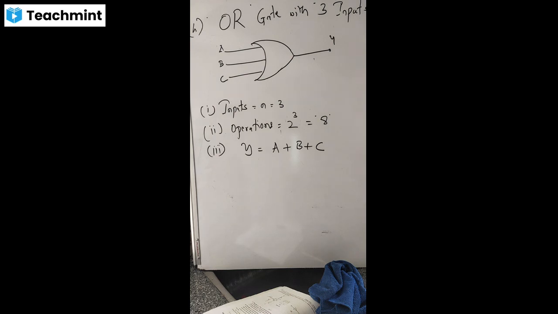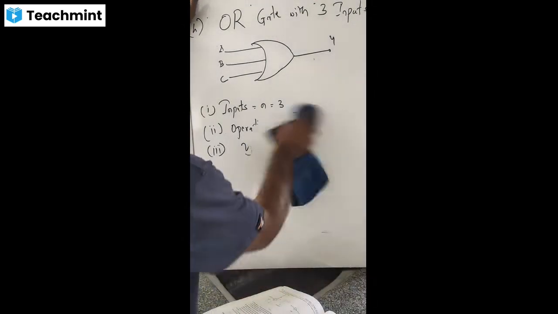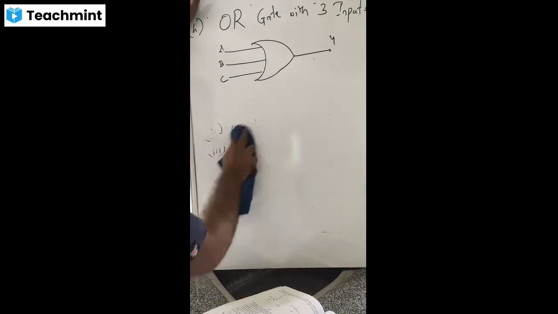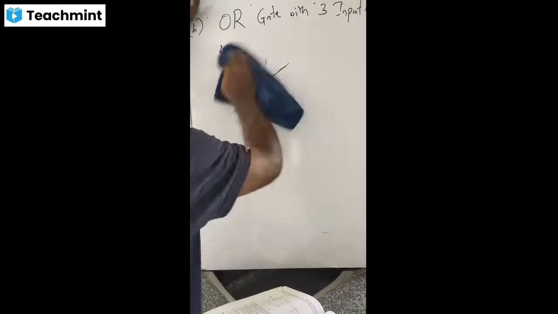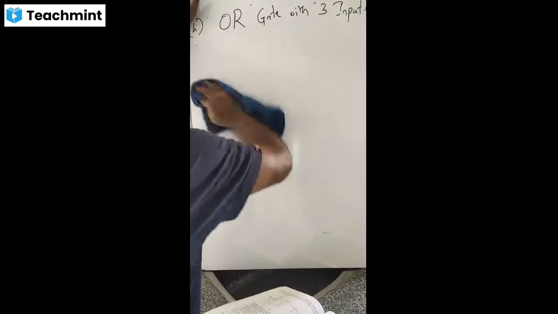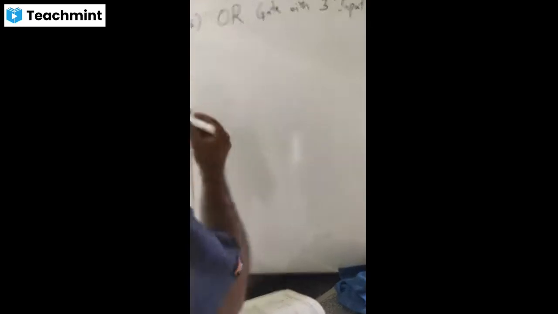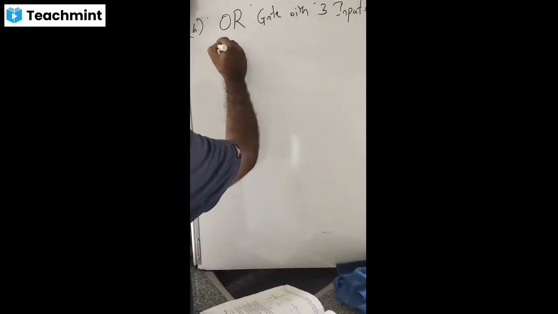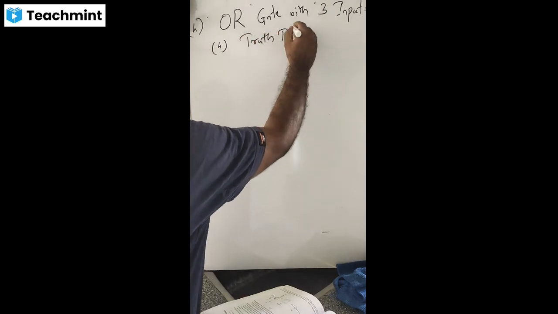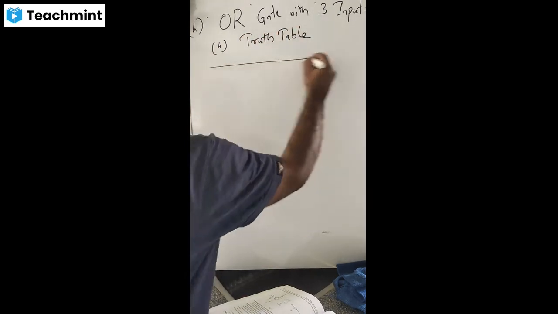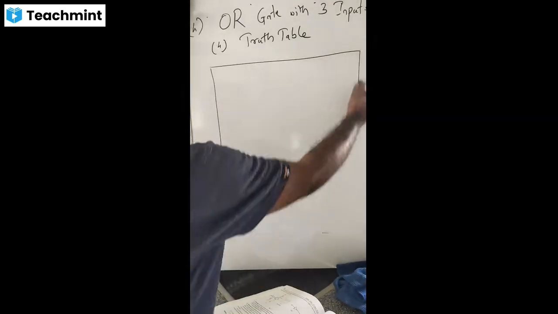Okay. So now let us go for 3. It will be higher in competitive exams. They won't ask only with just 2 inputs. They will ask more than 2. So you should be very careful. The fourth one, truth table. So it will be bigger.